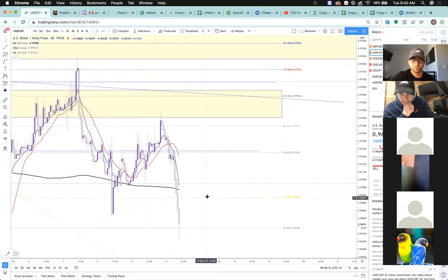I need some sort of pullback, some sort of consolidation. I'm not going to enter on the first engulfing or anything like that, but I need to see something similar to this. I'm just literally looking for this over and over again.